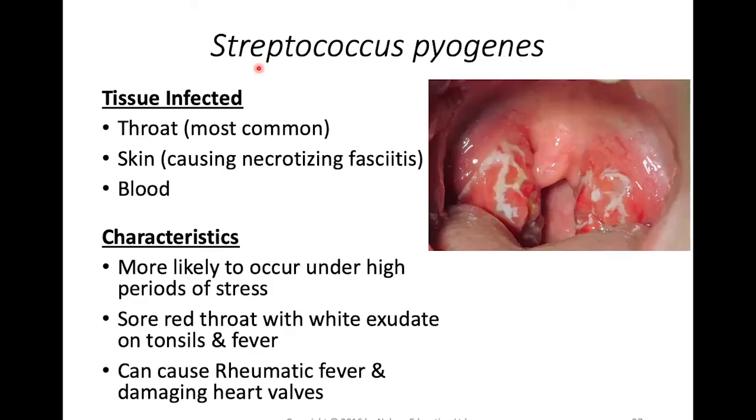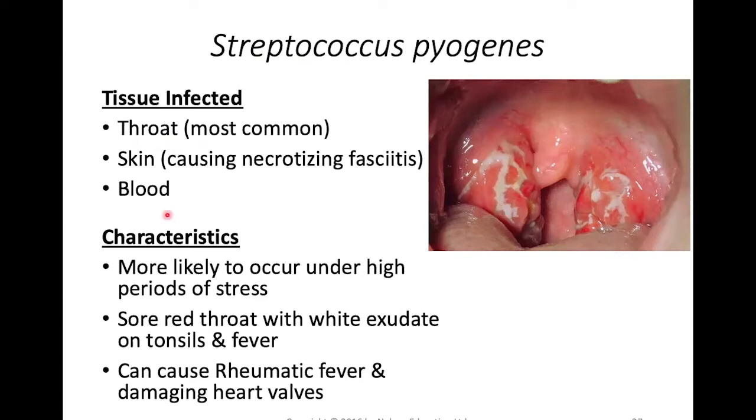Our next pathogenic species of bacteria we're going to look at are the Streptococcus pyogenes. Remember, pyo refers to pus, and Streptococcus is referring to the cocci bacteria that arrange themselves in a linear pattern. Now, Streptococcus pyogenes, these are the bacteria that cause strep throat. So tissues affected, most commonly the pharyngeal region of the throat, and most often affecting the tonsils.